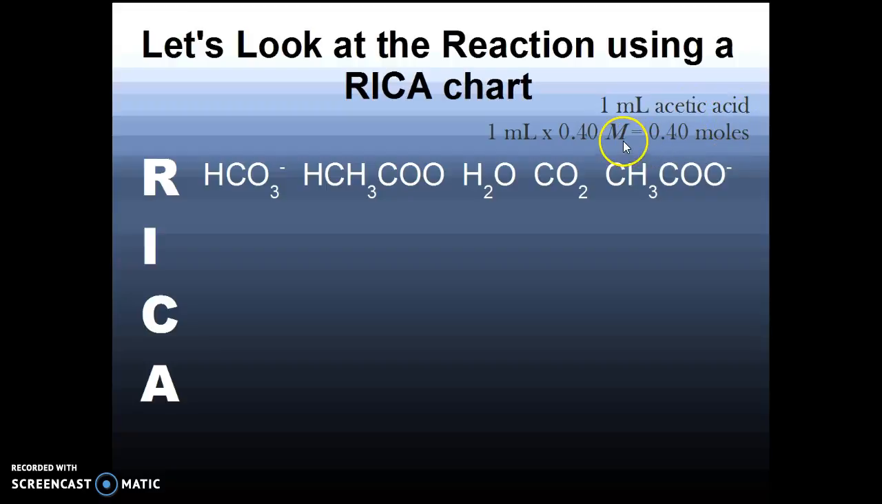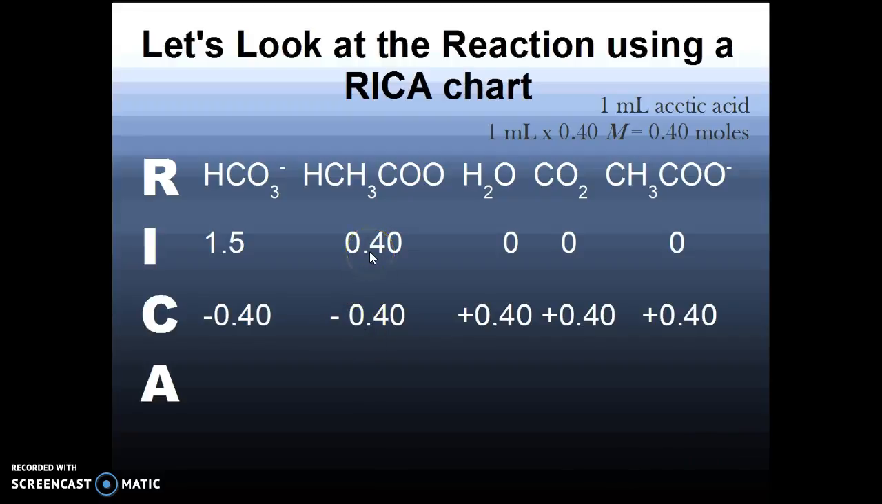Now, the molarity, the millimoles per milliliter, is 0.4. So if we multiply that by 1 milliliter, we get 0.4 millimoles. So let's see how much we have to begin with. Well, we have 1.5 millimoles of sodium hydrogen carbonate. That's what we have in every one of the flasks. And we have added 0.4 millimoles of the acetic acid. We have no water or carbon dioxide or acetate to start with. These are the initial amounts. The reaction then proceeds.